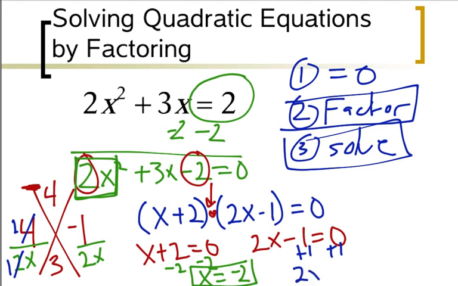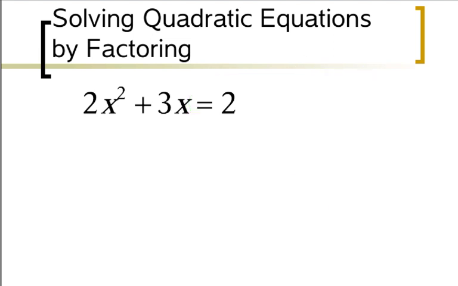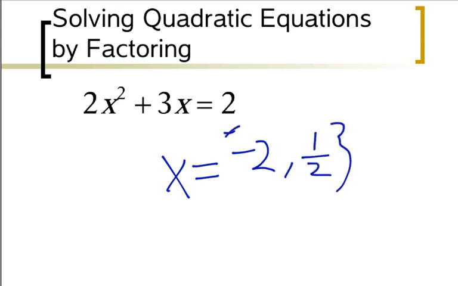and that gives me 2x equals 1, and then I need to divide both sides by 2, and I get x equals 1/2. And that's your second solution. So the two solutions that you get for this equation are negative 2 and 1/2. So if I was to write it in a solution set, the lab might be looking for that. It would be x equals negative 2 and 1/2 in brackets. Okay?